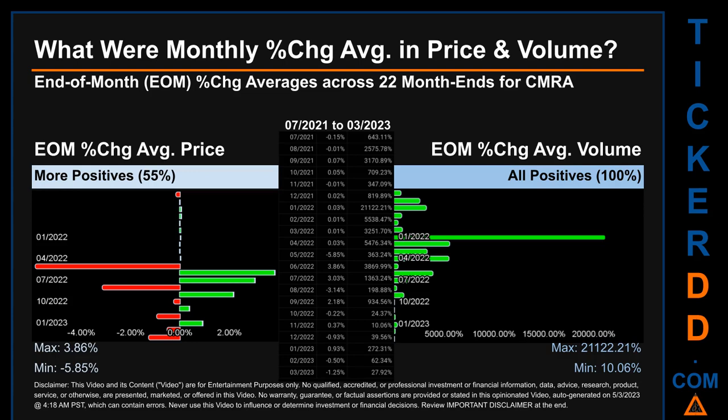Price saw an end-of-month max of 3.86% in average percentage change, along with a minimum of -5.85%. For volume, the maximum and the minimum monthly percentage change were respectively 21,122.21% and 10.06%.